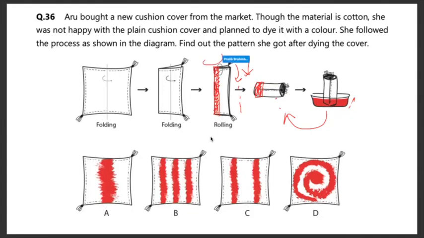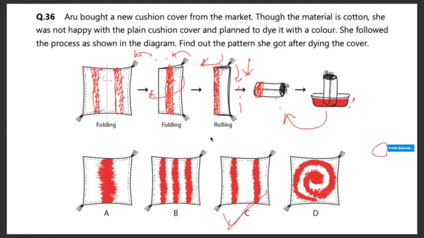When this opens up in this direction here, this is the folded part. This part is folded up here. The dyed part will be here. Which means this folded part will not be dyed. Further from this position, when it is again opened up in this direction here, the dyed part will come one here and one here. Which means option C is the one which is correct.